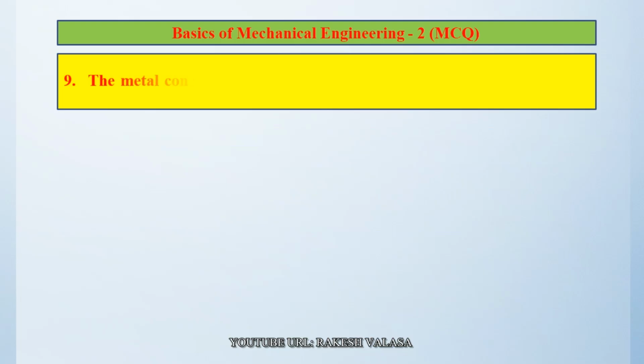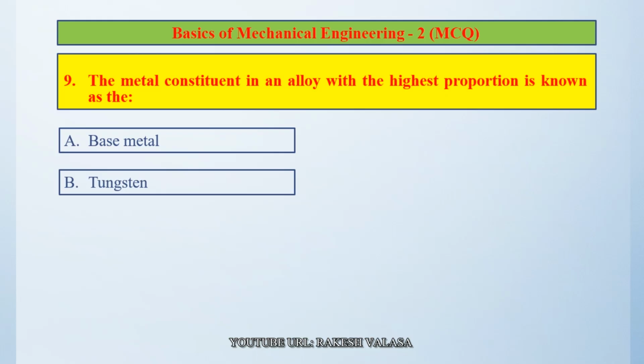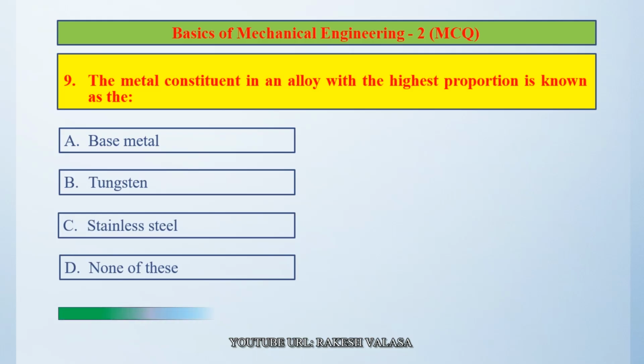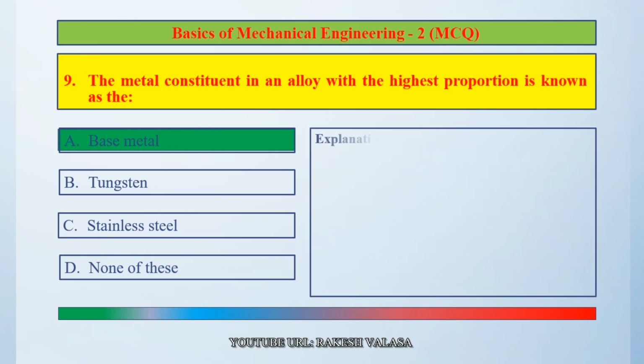Question number 9. The metal constituent in an alloy with the highest proportion is known as the option A, base metal. Option B, tungsten. Option C, stainless steel. Option D, none of this. The correct answer is option A, base metal. Let us see the explanation.